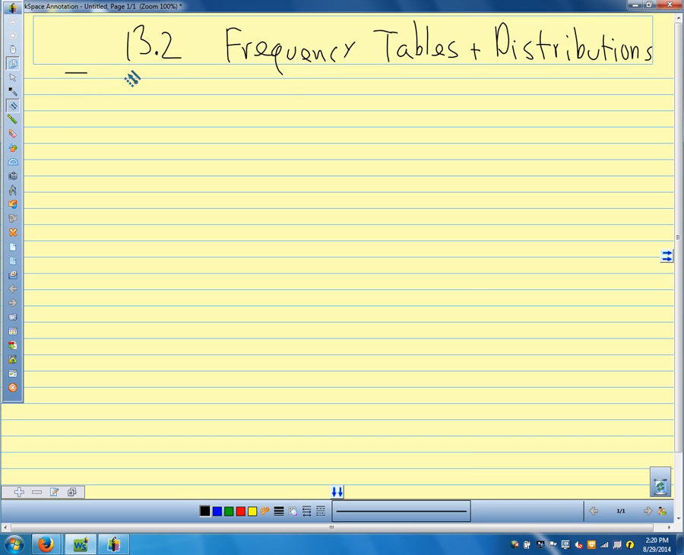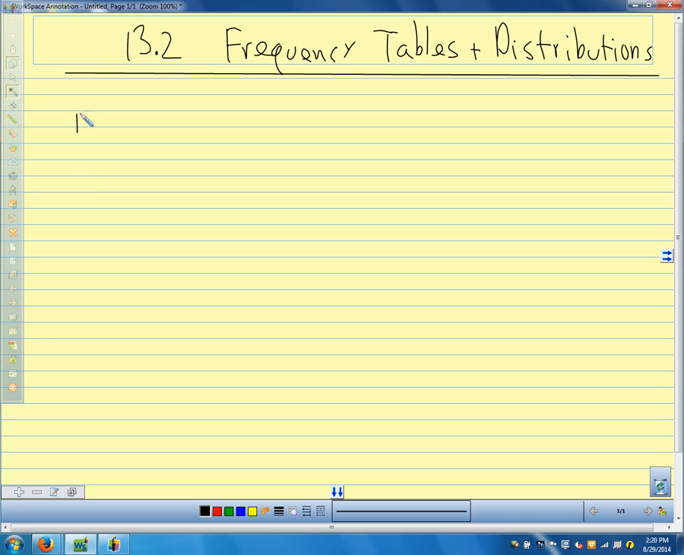So I want to define our terms first. Our big question today is, how do we find probability if we just have a list of numbers? So we're given a list of numbers that tell us about something. How do we use that to find probability? So let's define some terms.